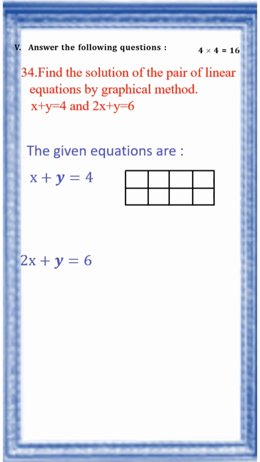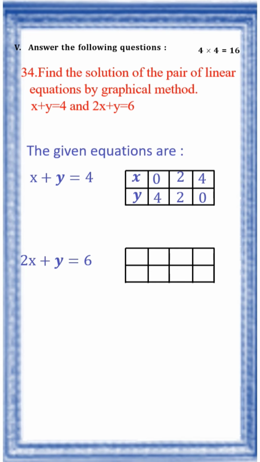Now let us have a table of values for equation 1 for x and y. When x is equal to 0, y is equal to 4. When x is equal to 2, y is equal to 2. When x is equal to 4, y is equal to 0. Now let us have a table of values for x and y for the second equation. When x is equal to 1, y is equal to 4. When x is equal to 2, y is equal to 2. When x is equal to 3, y is equal to 0.